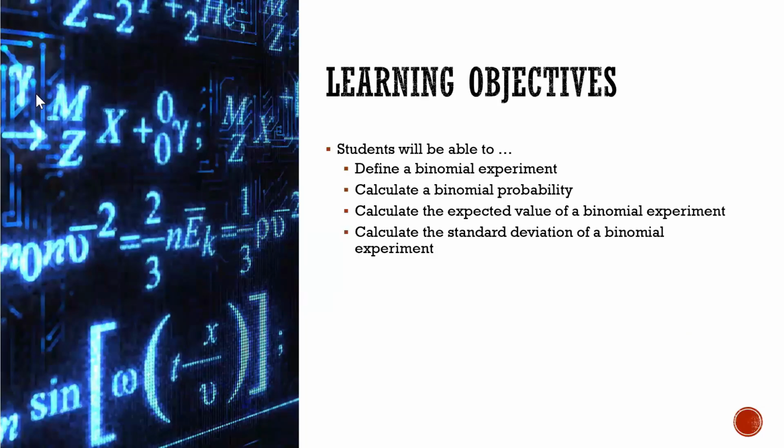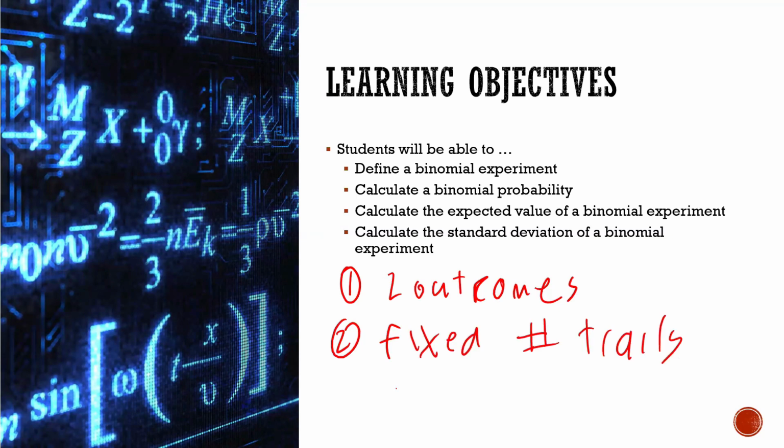Binomial experiment, right? We got a couple of things going on. So really, you have two outcomes, fixed number of trials. What else? Each probability of success has to be constant, right? I'll write that like this. What's the fourth one? So binomial, you're doing the same thing over and over again.